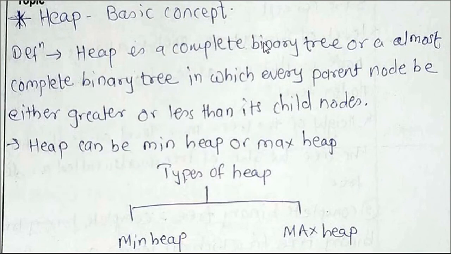So a heap is nothing but a complete binary tree or an almost complete binary tree. Now we have already seen the concept of a complete binary tree, and in the further part we are going to look at what an almost complete binary tree is. Here, the parent node can be either greater or less than a child node.